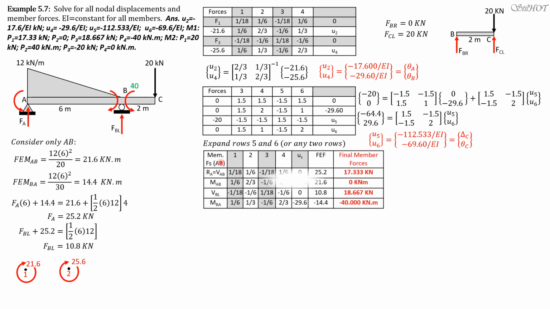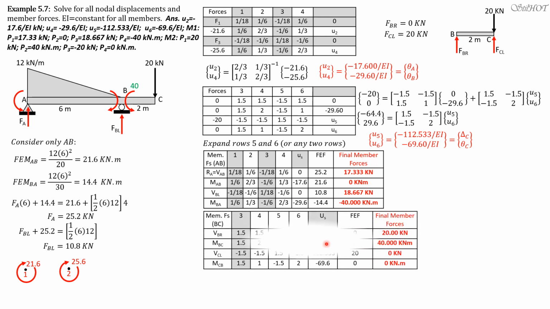For the member forces of member AB, let's copy the stiffness. The displacements are at 2 and 4 only, U1 and U3 are 0, so we shade columns 1 and 3. And the fixed forces: FA 25.2, FBL 10.8, moment AB is 21.6 counterclockwise, moment BA is 14.4 but clockwise, so that's why it's negative here. Since we already experienced the matrix multiplication, 16 times negative 17.6 plus 16 times negative 29.6 plus 25.2, we get 17.333. You do the rest, and these are the final member forces.